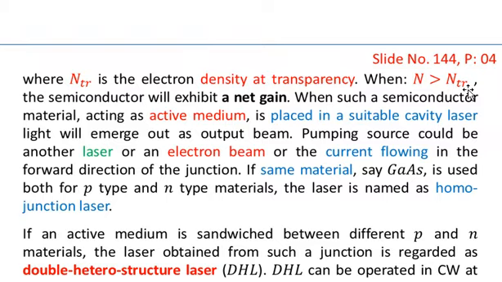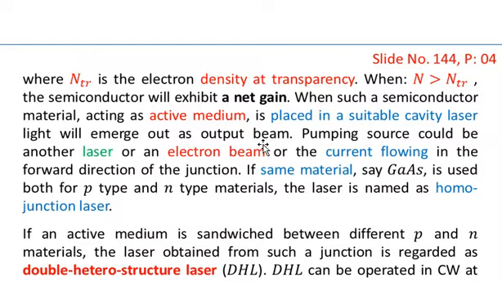So when N is greater than N transparency, that is N is greater than NTR, the semiconductor will exhibit a net gain. When such a semiconductor material, acting as an active medium, is placed in a suitable laser cavity, light will emerge as the output beam.